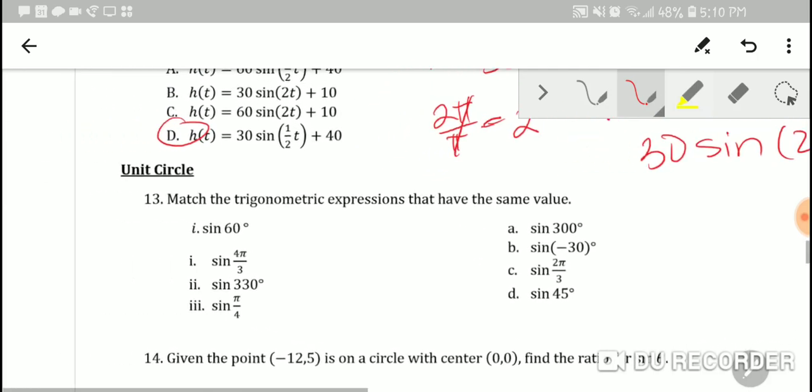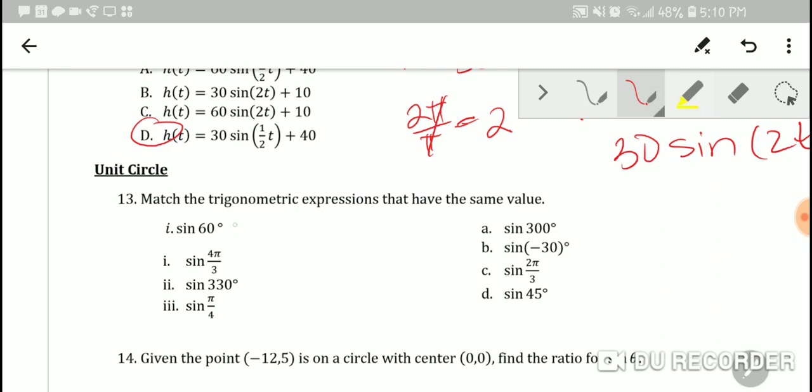All right, so 13, we need to use your unit circle. We're looking at the y value since we want sine. So sine of 60 at 60 degrees, the y value is root 3 over 2. At 4 pi over 3, the y value is root 3 over 2. At 330 degrees, the sine value is 1/2. At sine pi over 4, the y value is radical 2 over 2. At sine 300, the y value is 1/2. No, sorry, root 3 over 2.